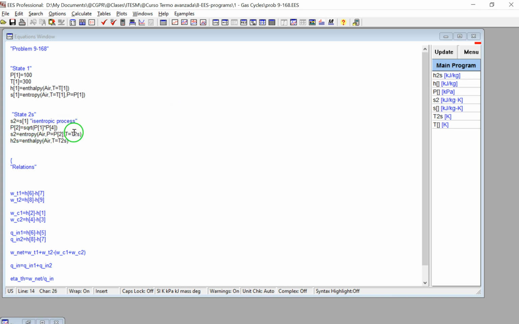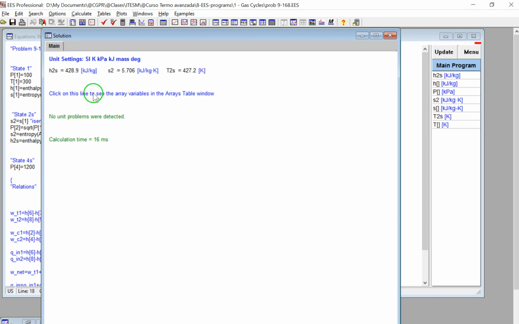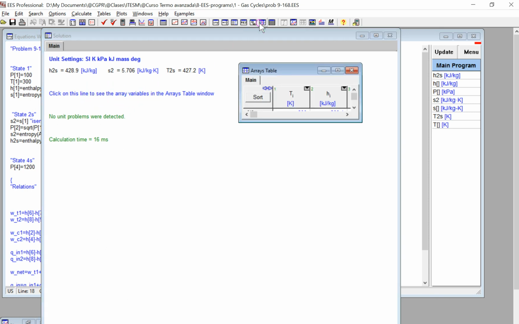But this is the way that we are going to define my isentropic process. If I can put a pressure 4 here, then I can solve it. I am getting a little bit ahead of myself, but I know P4 is one of the data that I have for entry, so I already put it here. And if I press F2, it can be solved. And if I press this icon, it goes to my array table.